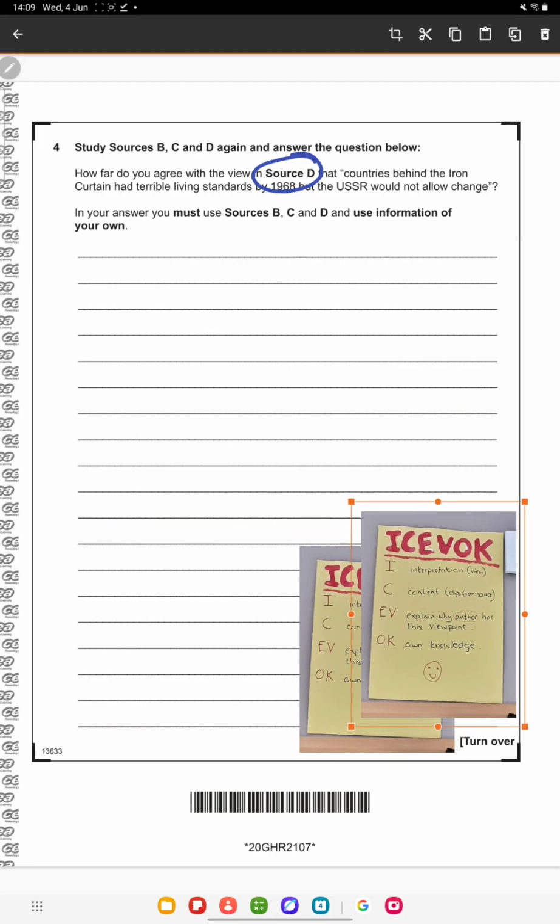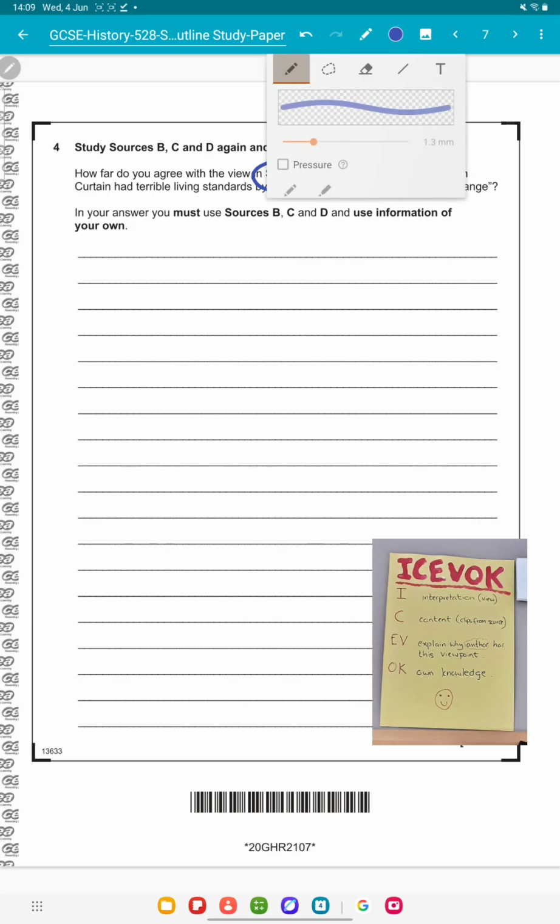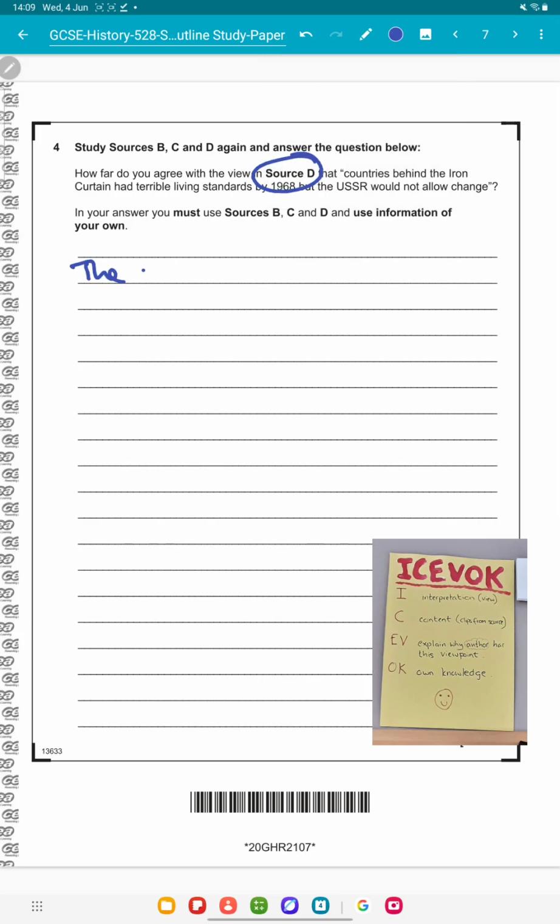So you'd say, the view in source D is... So what does source D say? Give some examples of what it says. So include content from the source. So the source goes on to say, it tells us that. It goes on to mention, that's the type of thing you should be saying.